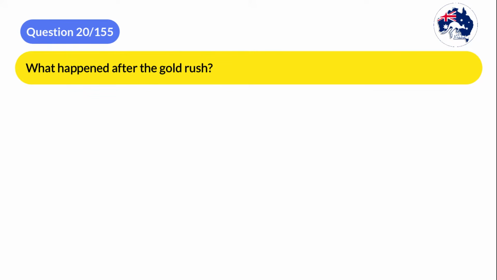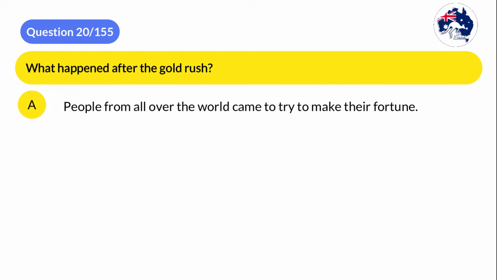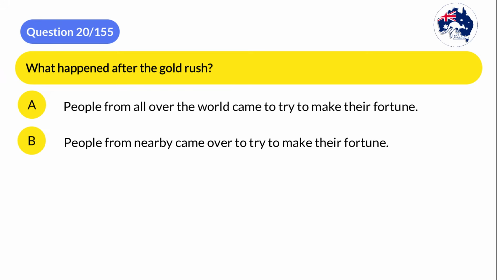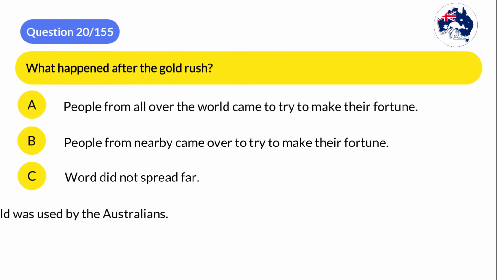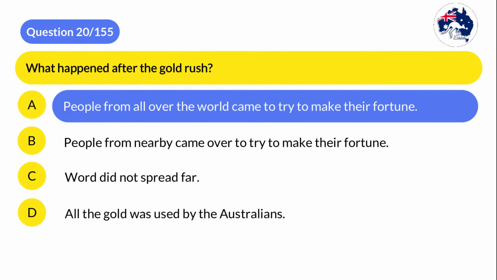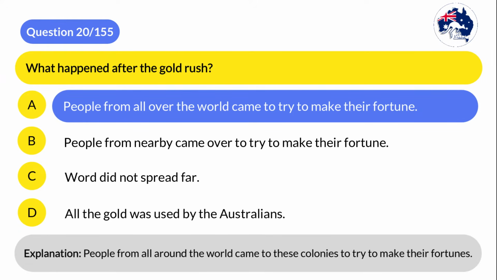Question 20. What happened after the gold rush? A. People from all over the world came to try to make their fortune. B. People from nearby came over to try to make their fortune. C. Word did not spread far. D. All the gold was used by the Australians. The correct answer is A. People from all over the world came to try to make their fortune. Explanation: People from all around the world came to these colonies to try to make their fortunes.